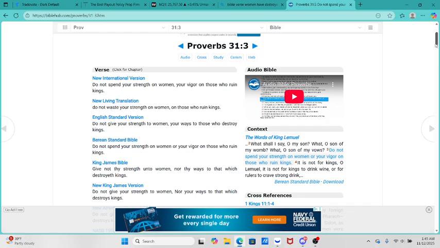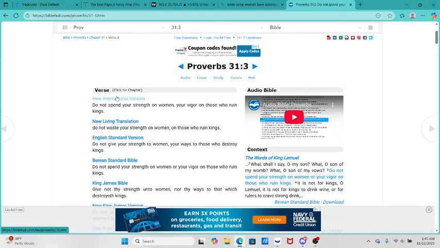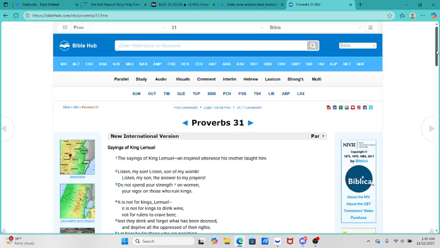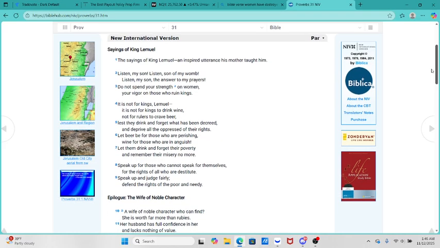Do not spend your strength on women, your vigor on those who ruin kings. And these are just a bunch of different translations, but do not give your strength to women, your ways to those who destroy kings. Let me actually bring up the full verse. But yes, bro, they destroy kings. Swear, it's ridiculous, man. Do not spend your strength on women, your vigor on those who ruin kings. It is not for kings. I swear, bro, it's crazy.